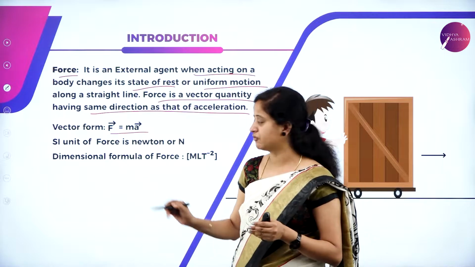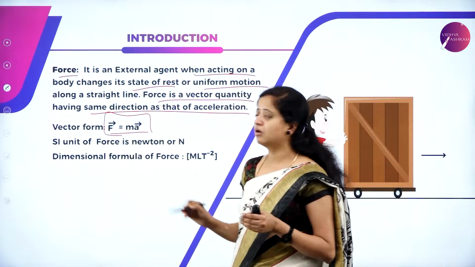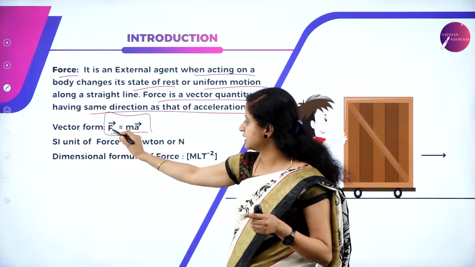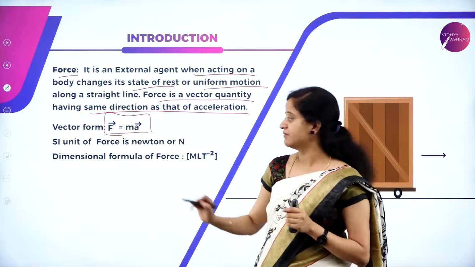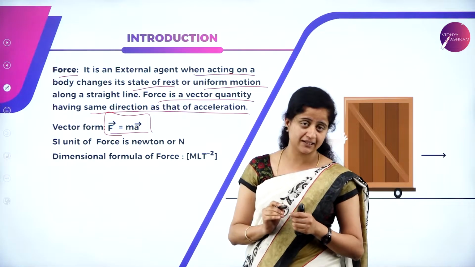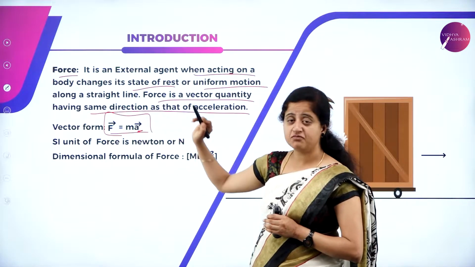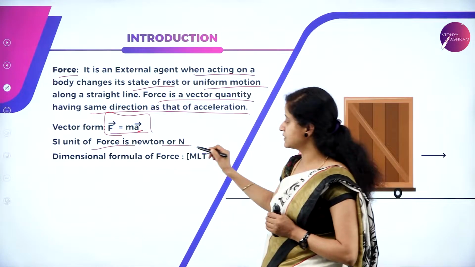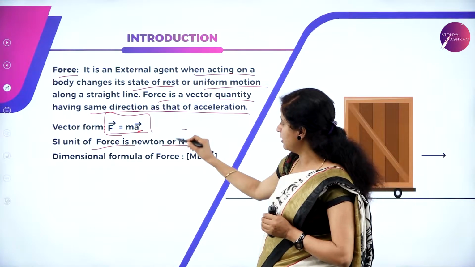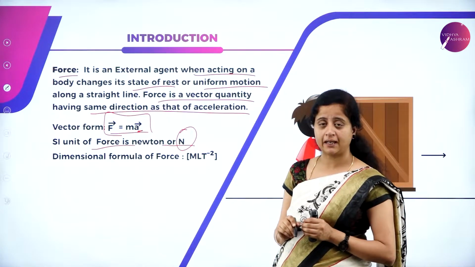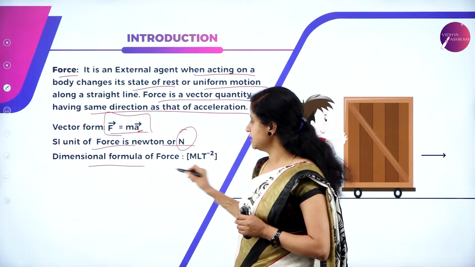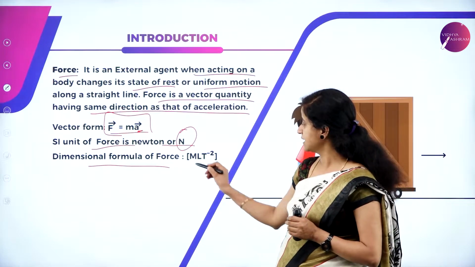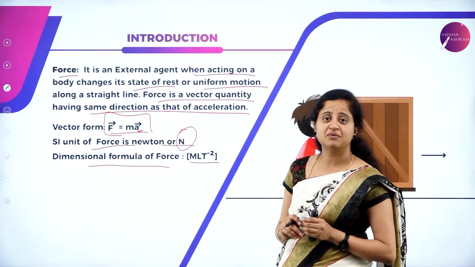We all know this formula is very familiar to all of us. In vector form, we can represent force with a vector sign, which is equal to mass into acceleration, F = m a, where m is the mass of the object and a is acceleration. And the SI unit of force is Newton. Symbolically, we represent it with a capital letter N. And the dimensional formula for force is M L T raised to minus 2.